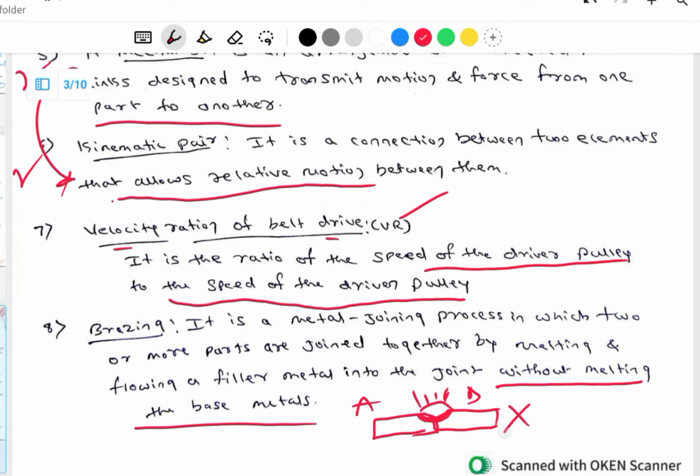But in brazing, if you are joining these two small materials, you will add some filler here and that is going to melt and form the joint. There is no need for arc producing or melting the base metal. So you join the two parts together by melting, but without melting the base metal.